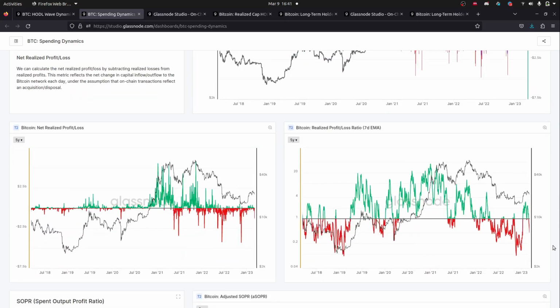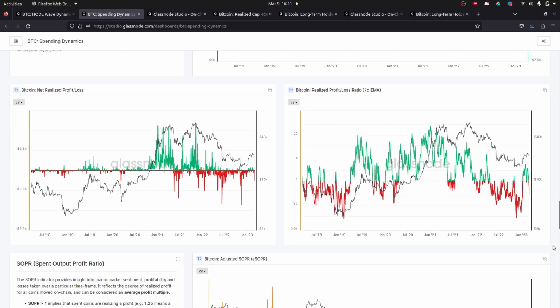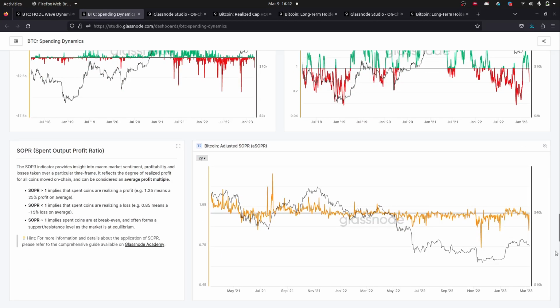Now, here's an interesting one. In terms of a bit of profit and loss, just before we move on and look at long-term supply, we are back into red territory. So there are more losses than profits being locked in. On the net as well, it's actually quite significant. There's a fair amount of losses getting locked in right now. SOPA took a nice dip down.